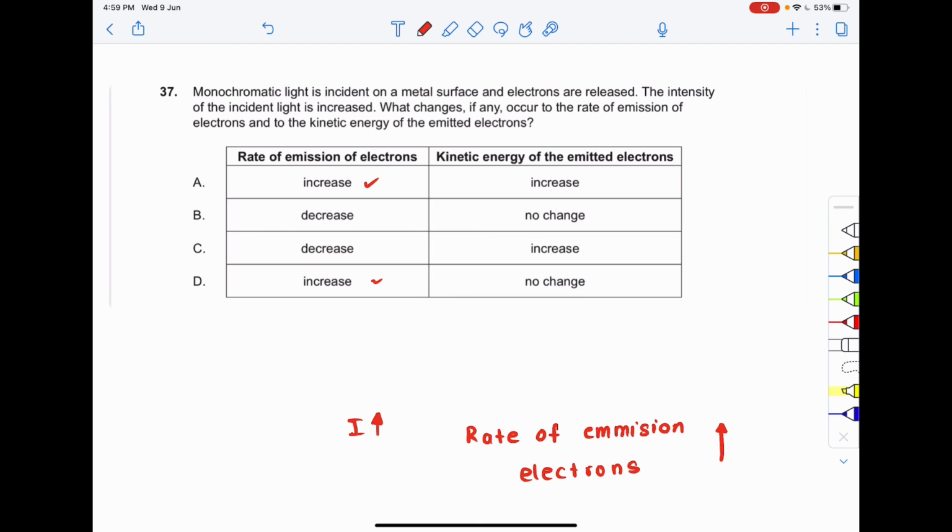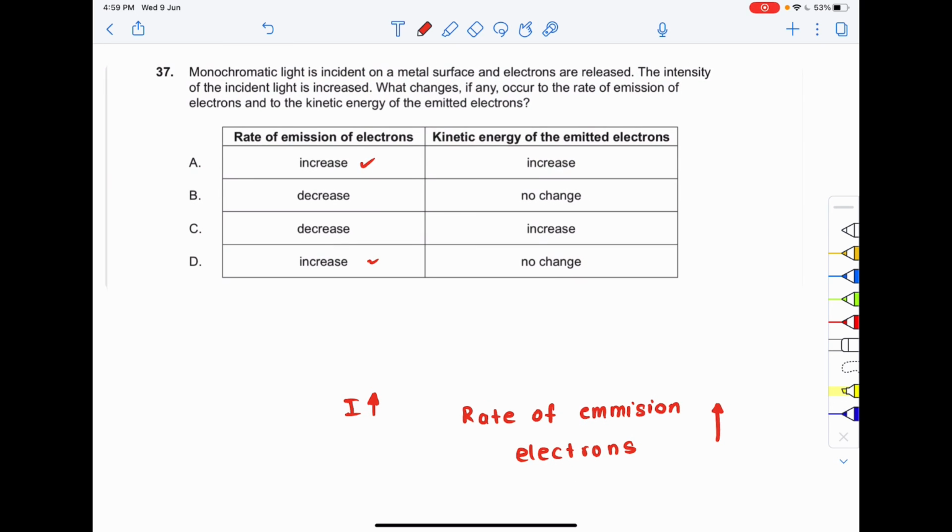Now they are also asking about the kinetic energy of the emitted electrons. While increasing the intensity of the incident light, the kinetic energy of the emitted electrons does not increase. Why? Because we are not increasing the energy of the incident light, we are just increasing its intensity. So the kinetic energy of the emitted electrons will have no change. So the correct option to this question is option D, that is increase and no change.